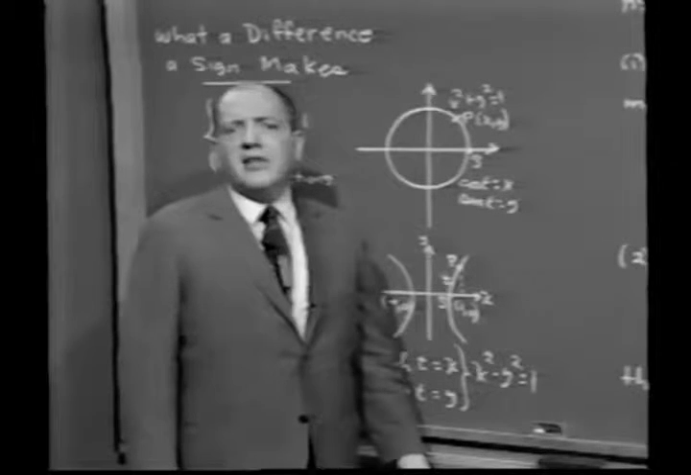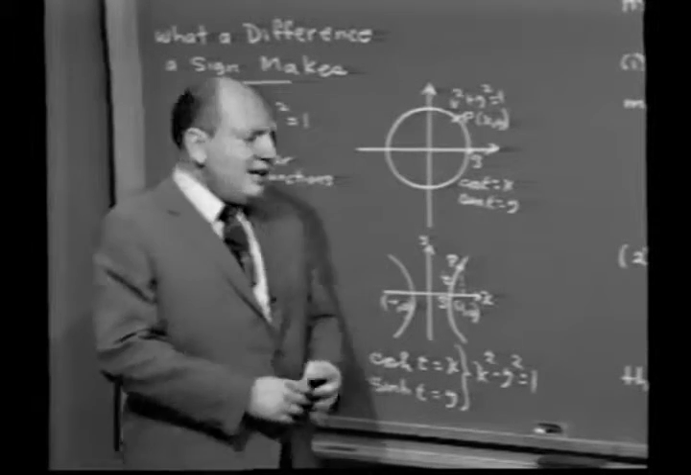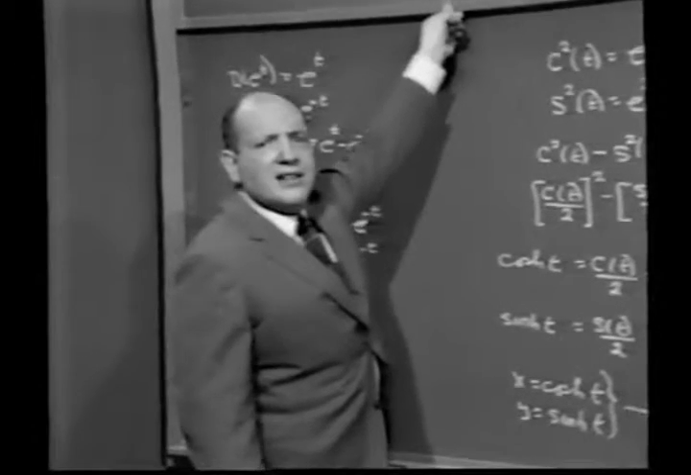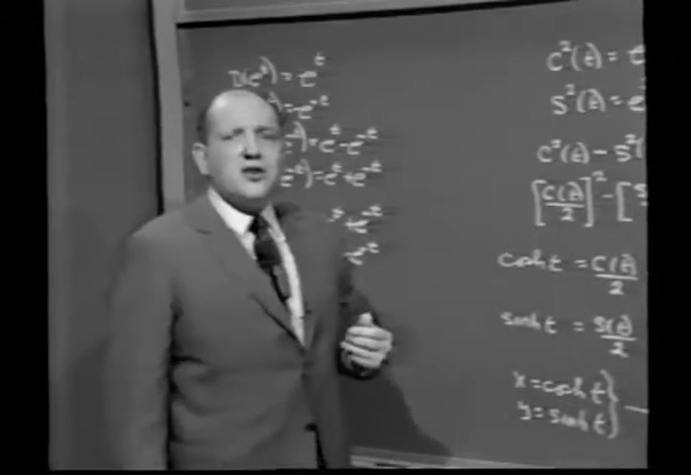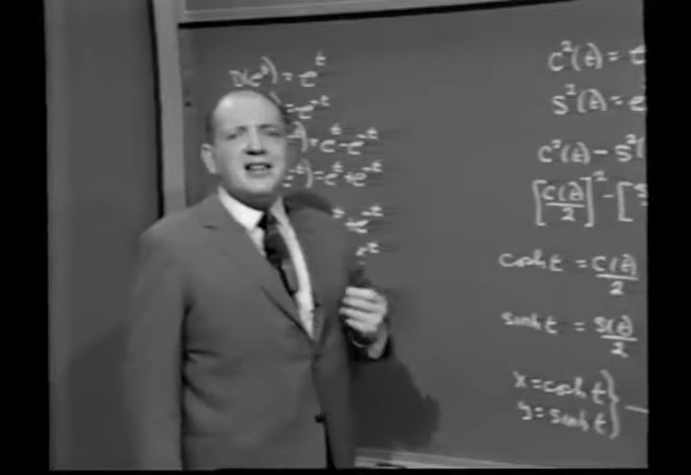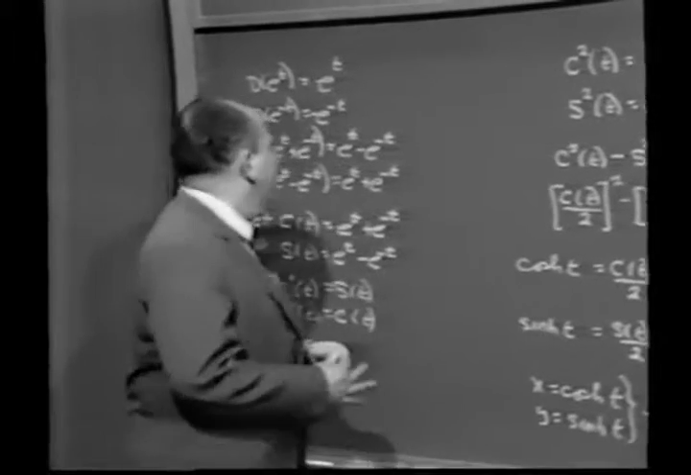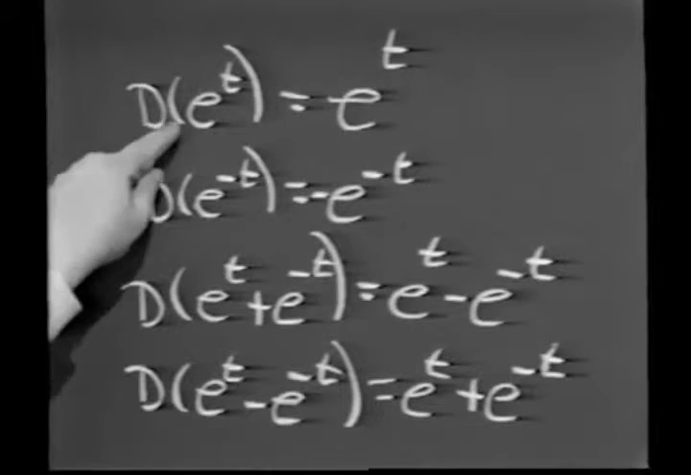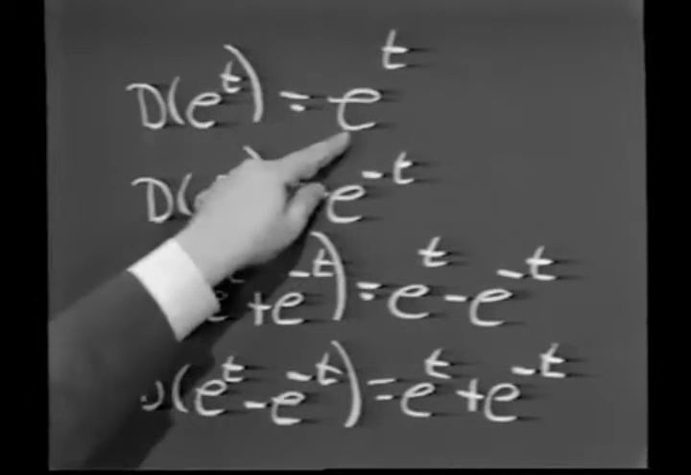of reconstructing the hyperbolic functions. And the key lies in the following fact. It lies in the fact that the derivative of e to the u with respect to x is e to the u times du dx. In particular, if I take the derivative of e to the t with respect to t, I get e to the t.